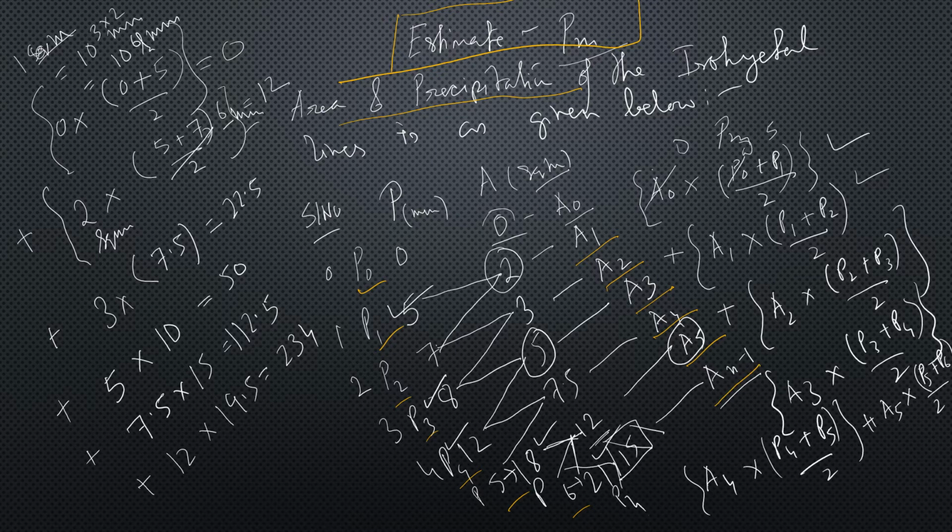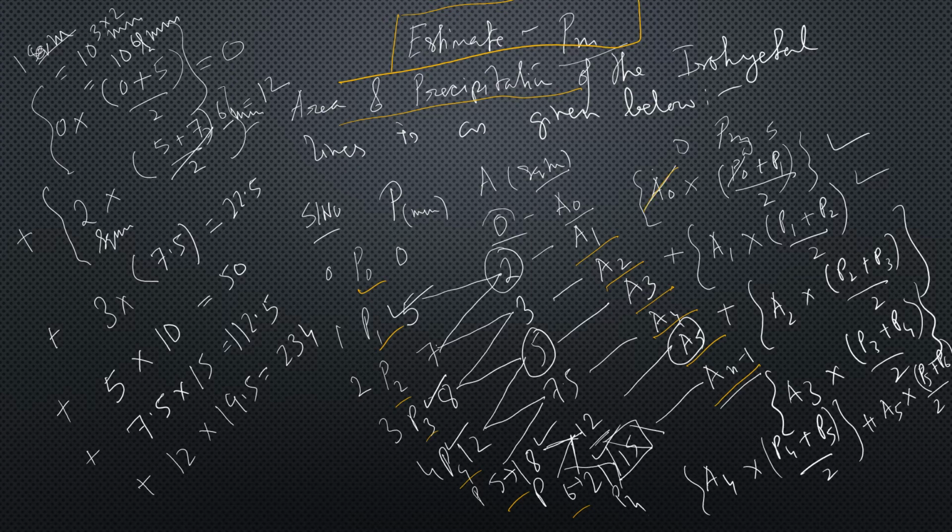So we'll calculate up to A5, that means the area which has been bordered by P5 and P6, up to this we'll calculate. So the precipitation and area values are given. As you know, the formula is also given: A0 into P0 plus P1 by 2, then plus A1 into P1 plus P2 by 2, like this. So what happens is, you just put values.